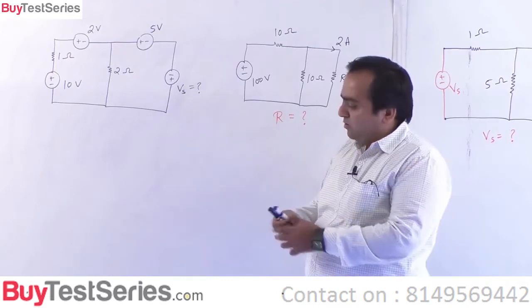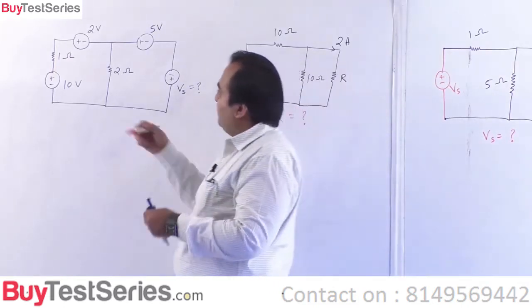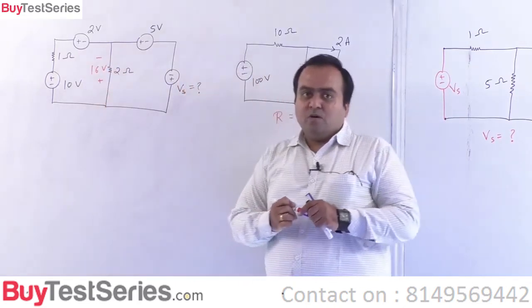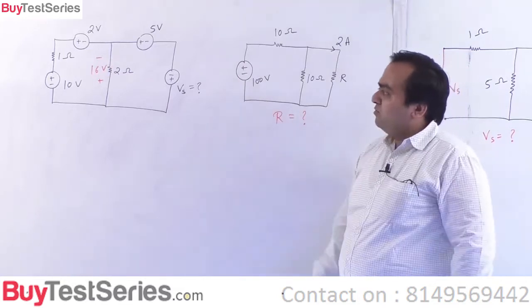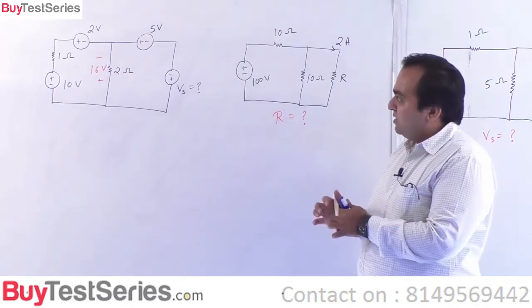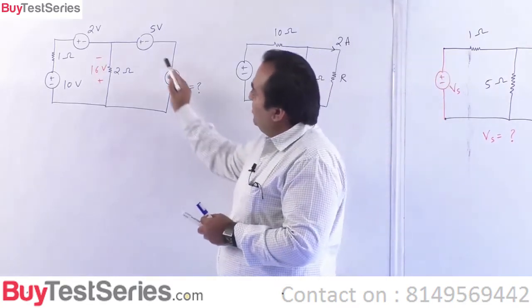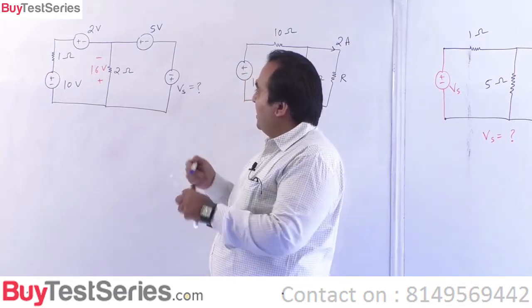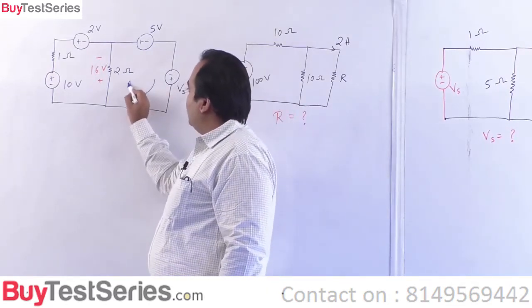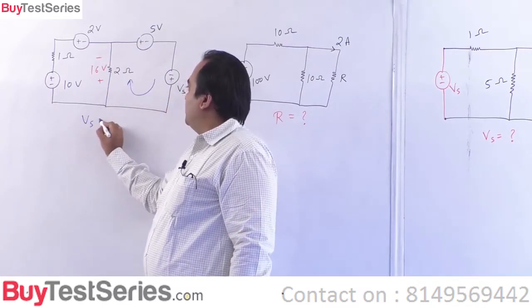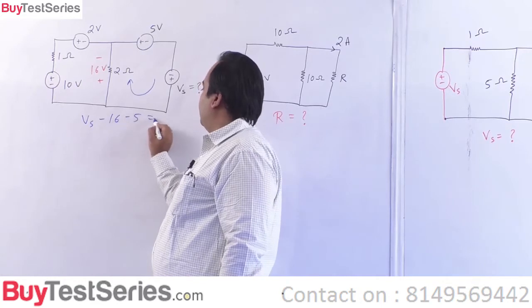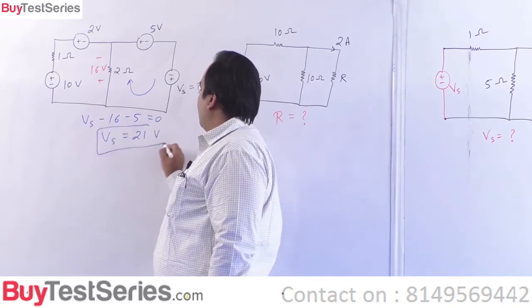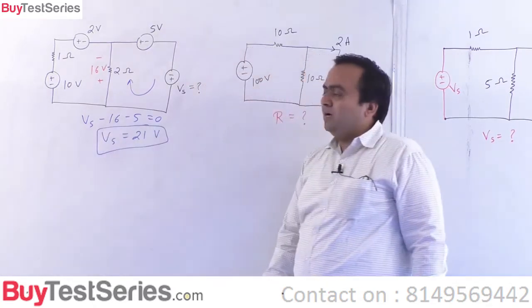Is this okay? Now there is one more thing given here. We have this given to us as 16 volts. This is given in the problem itself. So this data is given and we have to find out this Vs. How to calculate this? It's again quite easy. You can simply apply KVL here. If I traverse this loop clockwise, Vs minus 16 minus 5 is 0, so that Vs comes out to be 21 volts.